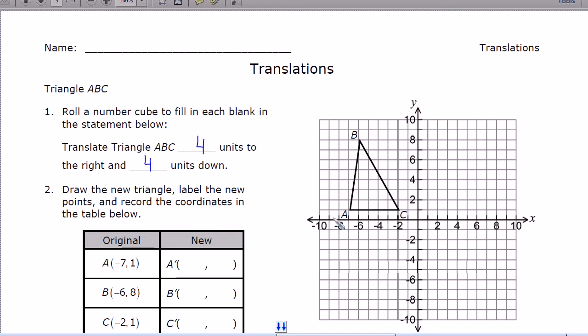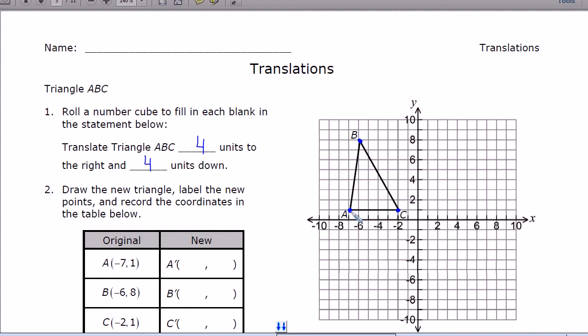So I'm going to translate triangle ABC 4 units to the right and 4 units down. To do that, I need to translate every one of these points, every one of these corners. The vocabulary that I'm using here is vertex. Every one of these vertices is the plural word of vertex. So one is a vertex, and when you have more than one, you'll say vertices.